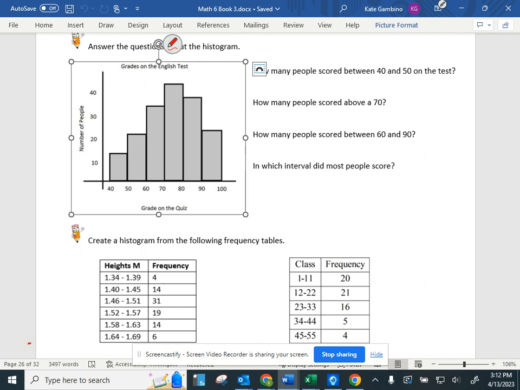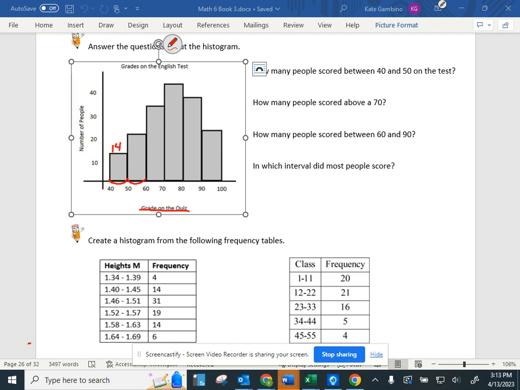So if we look at the 40 to 50 range, because on the bottom, for the x-axis, it's the grade that they got on the quiz. So our bar goes from 40 to 50. So those people that scored in the 40s on their test, they could have scored 42, they could have scored 47, they could have scored 45. They're all lumped into this bar, and there were 14 of them.